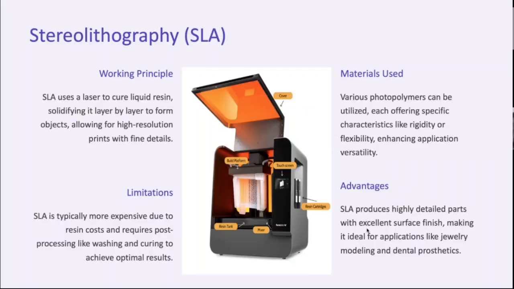In FDM, the minimum layer we can print is around 0.8 mm, whereas in SLA we can print 0.005 mm.